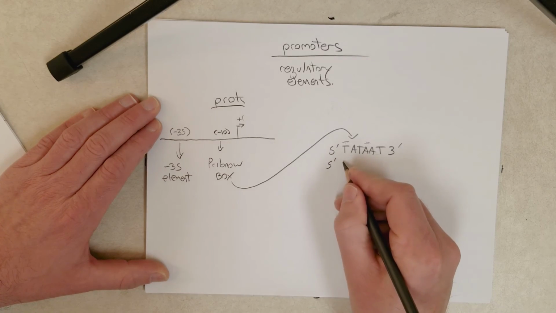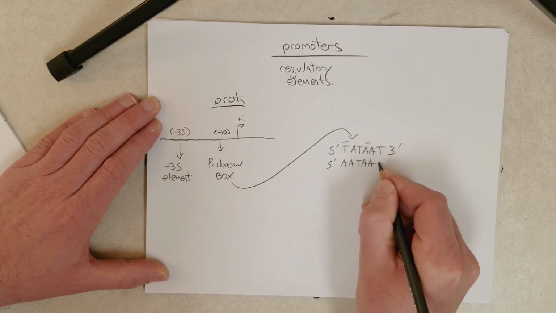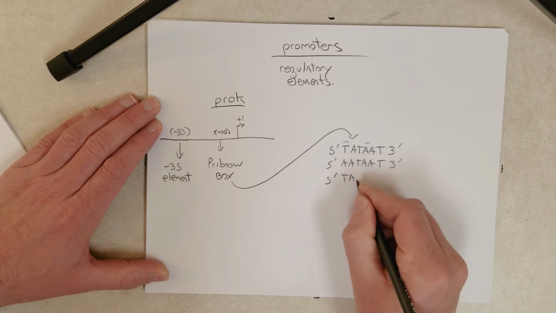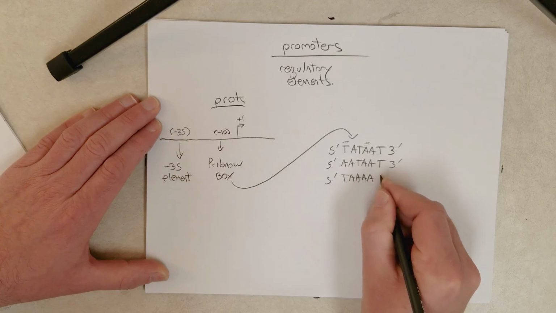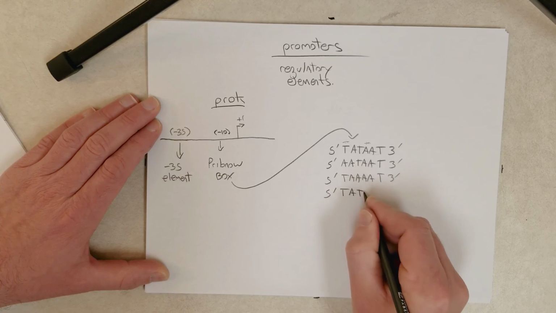And we could look at another gene and we might see a sequence like this around the -10 position, and we can look at another one and we might see something like this, and we can look at another one and we might see something like this.